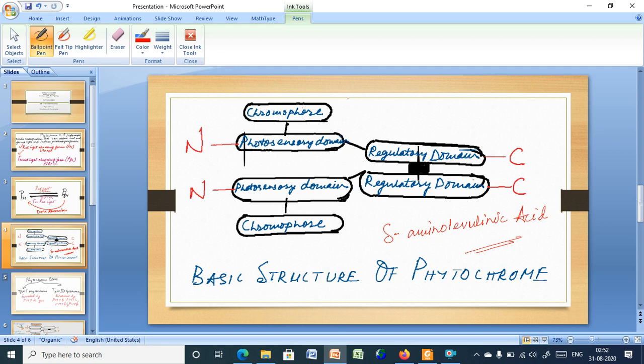Now, the assembly of apoprotein with its chromophore is completely automatic or autocatalytic and occurs spontaneously. When the chromophore absorbs light, there is a minute change in the structure or conformation, which causes a change in the conformation of the protein portion to the form that initiates the particular photomorphogenetic responses.